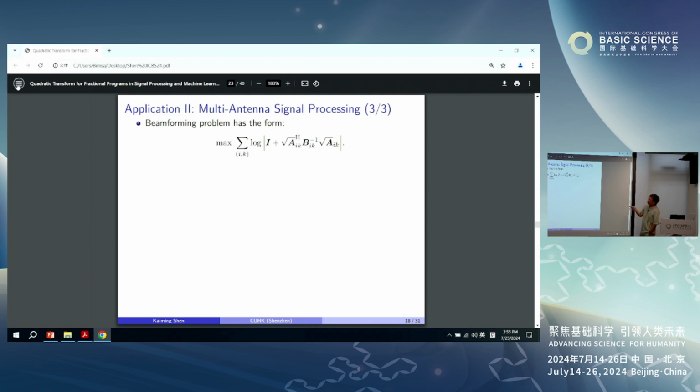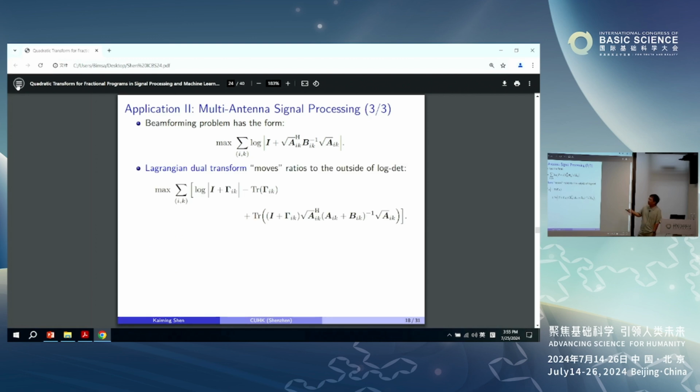So at the beginning, we aim to maximize a summation of the log determinants. And you can see that we have a ratio, actually a matrix ratio, inside each log determinant. We have seen that the quadratic transform can be used to maximize the sum of ratios. However, we do not have the sum of ratios here because each ratio is inside a log determinant. So we cannot apply the quadratic transform directly.